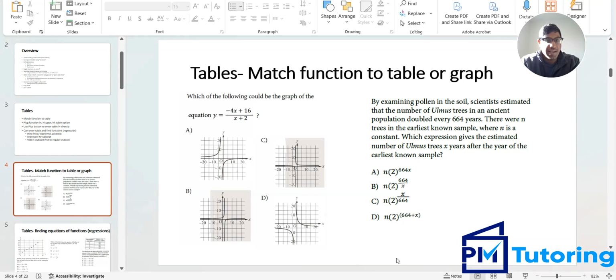So how can we use these on SAT questions? Let's try a couple of examples. First, we can start by matching functions to tables or graphs. So we have a function over here, and let's say we wanted to match it to one of these graphs. Well, obviously, first we want to eyeball it, right?